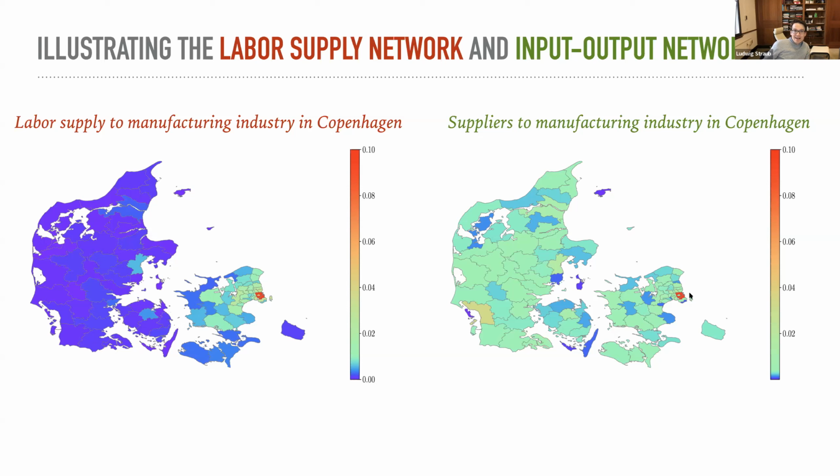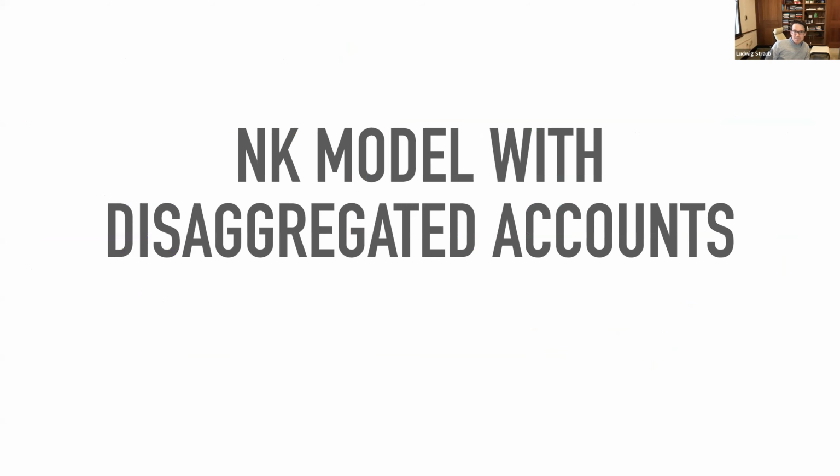On the right, you see that the input-output network is much less centralized. It's much broader because the gravity coefficient for that is smaller. And so inputs used in the manufacturing industry in Copenhagen are sourced from all over Denmark. I should say here, we also allow for imports, so that some of that will also come from abroad.